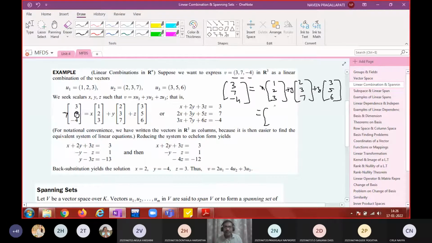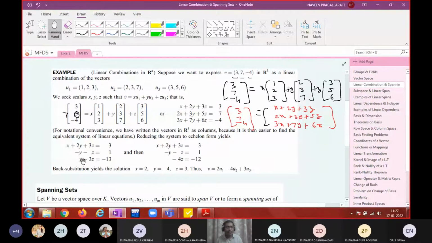So this is actually x plus 2y plus 3z. Second one is 2x plus 3y plus 5z. Next one is 3x plus 7y plus 6z. This must be equal to 3, 7, minus 4. And two vectors are equal if and only if the corresponding components are equal. That means x plus 2y plus 3z must be 3, corresponding elements.